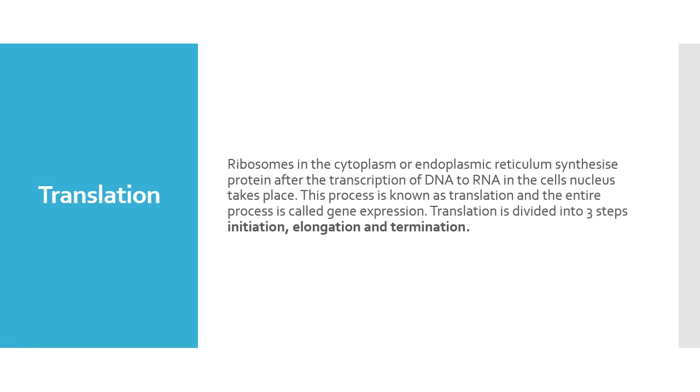Next, we have translation. In the cytoplasm or endoplasmic reticulum, protein synthesis takes place after transcription of DNA to RNA in the cell's nucleus, by the action of ribosomes. This process is known as translation, and the entire process is called gene expression. Translation takes place in 3 steps: initiation, elongation, and termination, just like replication and transcription.